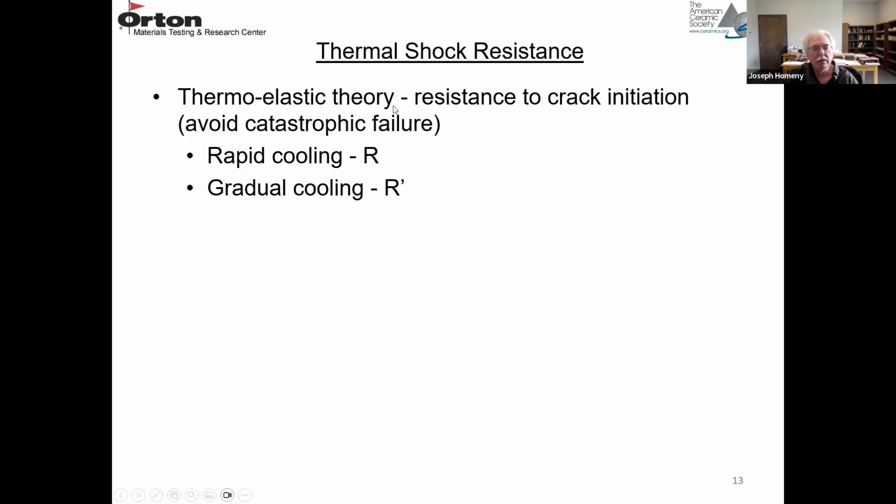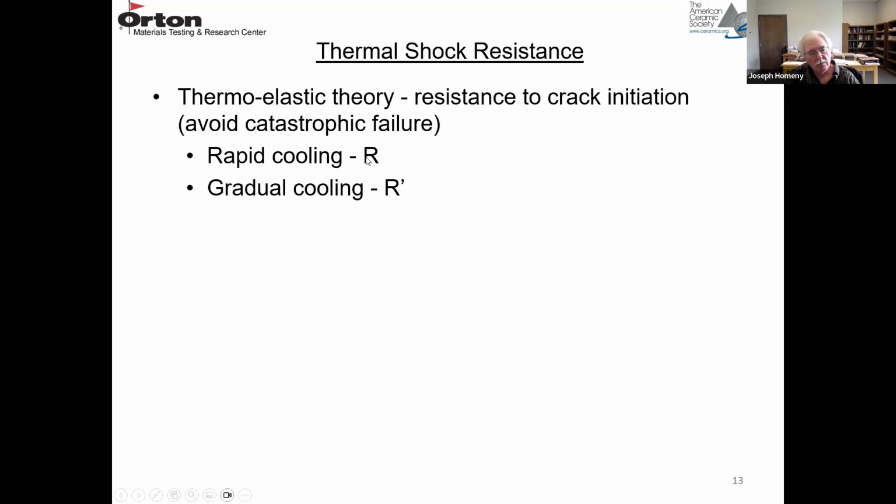So in the thermoelastic theory, that's simply resisting crack initiation. You don't want to even start a crack moving, and you're avoiding complete catastrophic failure. You don't want any crack growth. You want to maintain high strength when you thermally shock the material.